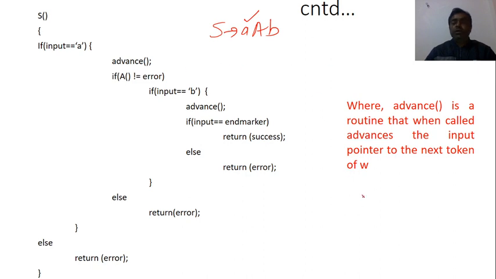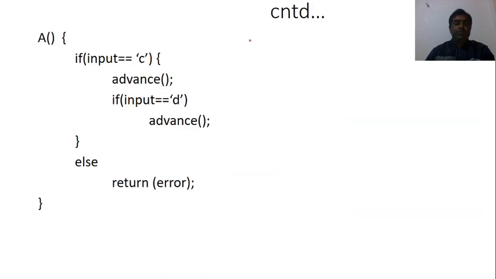Our string was A, C, D, B, that was our input string appended by end marker. Our pointer was at A. If input equal to A, then advance. That means just increase the input pointer by one position. Then what we will get here? Capital A. If A not equal to error, that means we have to call the procedure A now. Just go to procedure A.